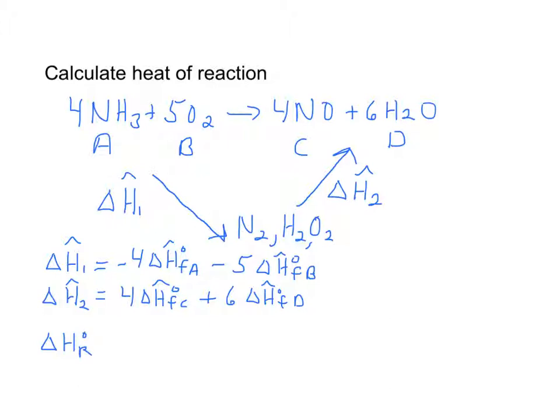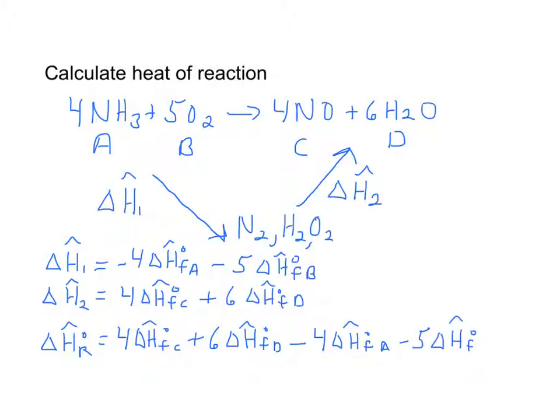The change of the enthalpy of reaction is equal then, and I'm going to put the products first as I add these two things together: 4 times the heat of formation of C plus 6 times the heat of formation of D minus, because I'm adding these two steps together, minus 4 delta H F of A minus 5 delta H F of B. So you can think of this as the heats of formation of the products minus the heats of formation of the reactants, each heat of formation multiplied by the stoichiometric coefficient.